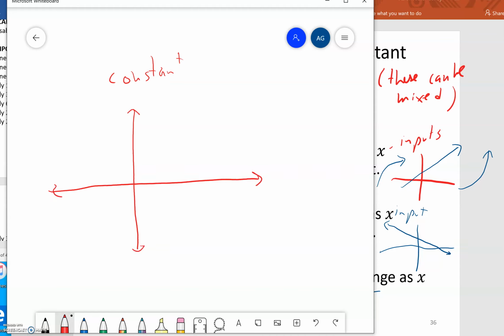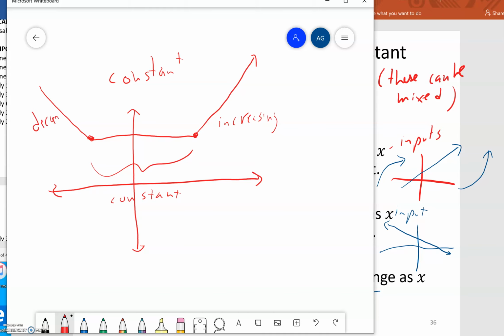So here's my xy axis. If I have a function that's constant, it would do something like that. I'm just indicating that it's constant over this interval here because, you know, I could have had it start increasing over here, and I could have had it decreasing over here. So these can be mixed.